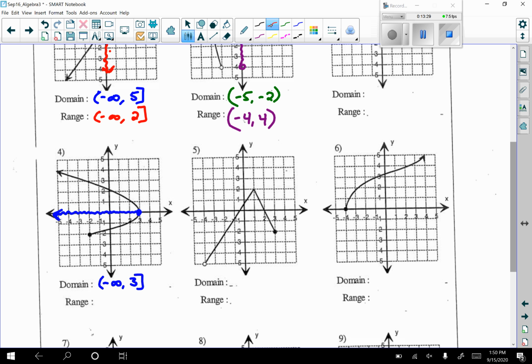The range, you guys go ahead and give this a try. How far down to how high up? Pause the video. So this is going to go all the way down just to -2. Notice there's a closed endpoint, so I include it. How high up does it go? There is an arrow, so this is going not only to the left, but up forever. So in this case, I'm going to start at 2, but include it, and then we go to infinity.